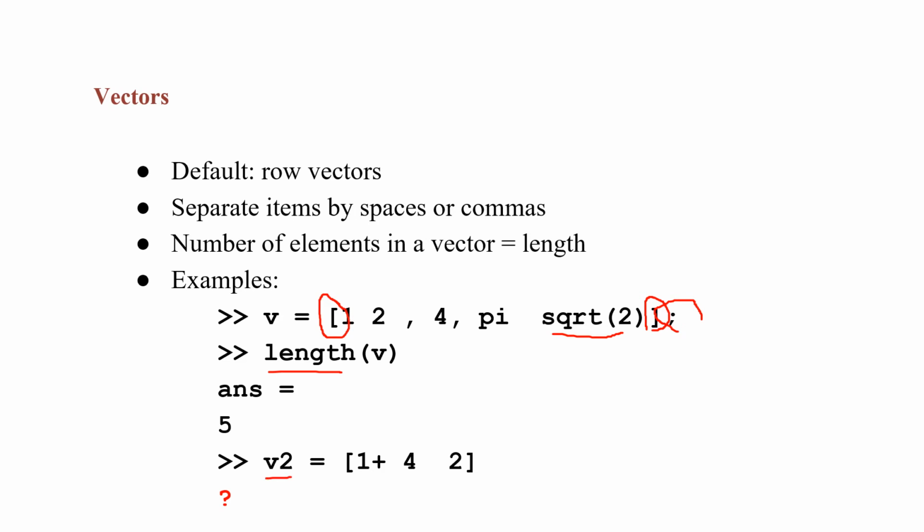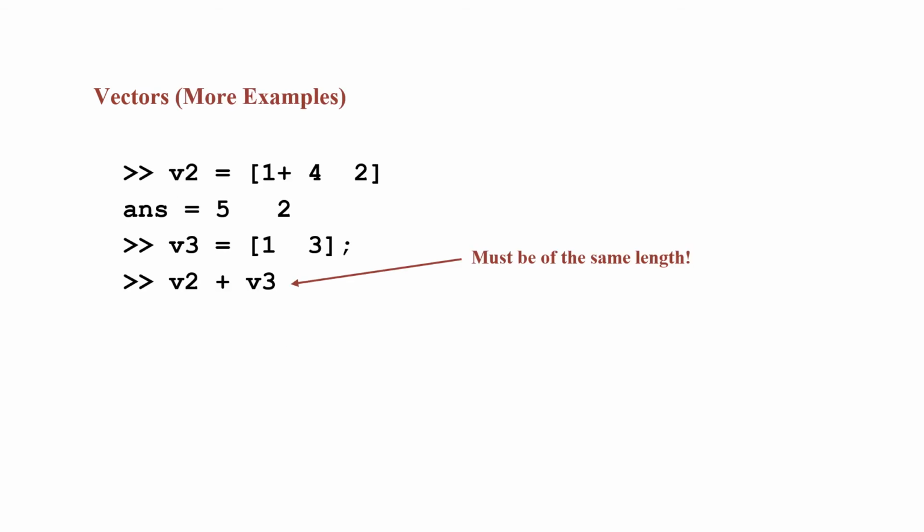Here I'm creating another vector named v2, which is equal to, here I'm opening an array using the square bracket, and I'm putting 1 plus 4, and then a space, and then 2. What this will output is actually 1 plus 4 as the first element, and then 2 as the second element. So v2 has length equal to 2. The first element is 5, the second element is 2. So you can experiment with that in MATLAB, and this is what you will get.